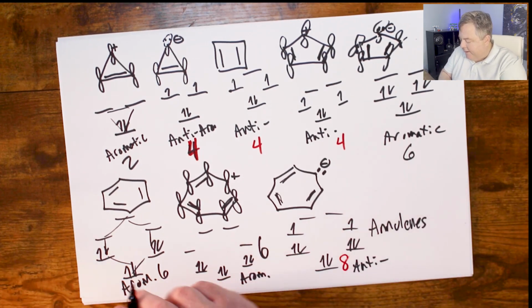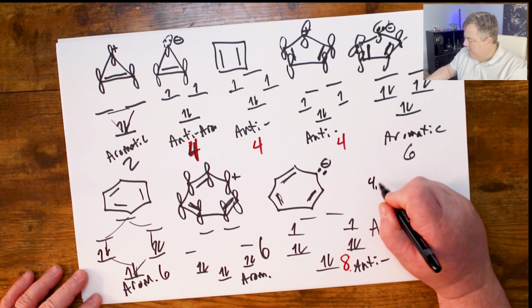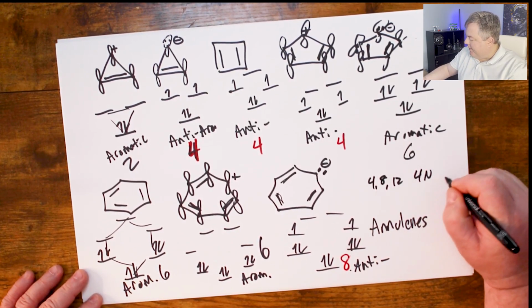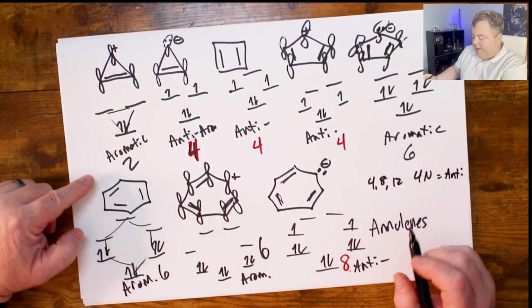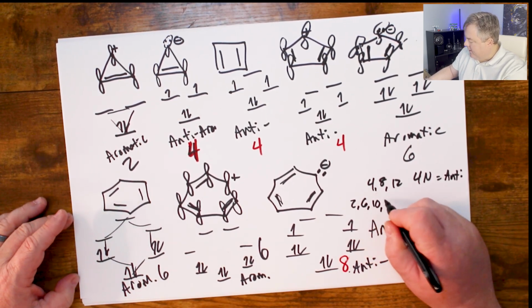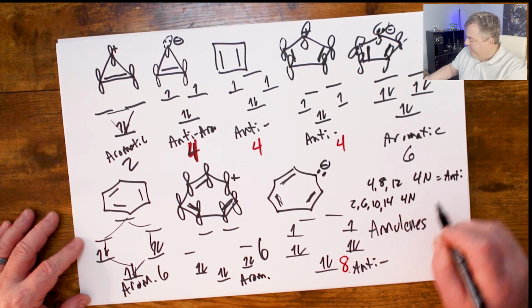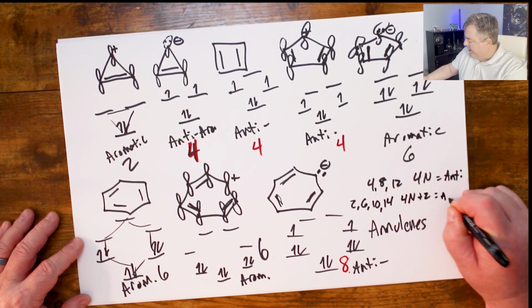So we find that if you're a multiple of 4, 4, 8, 12, so 4 times some number, that's bad. That makes it anti-aromatic. If you're 2 or 6 or 10 or 14, the other even numbers, that gives you 4 times some integer plus 2. That makes you aromatic.